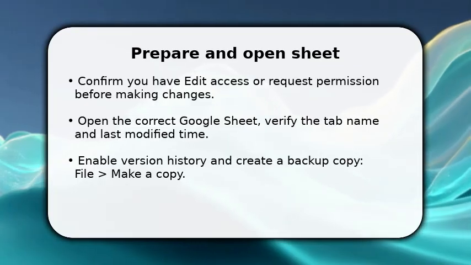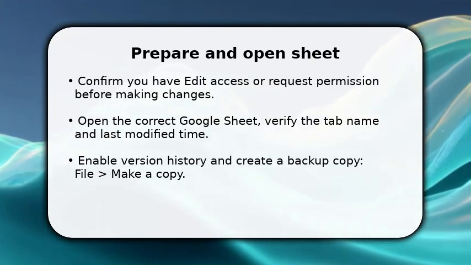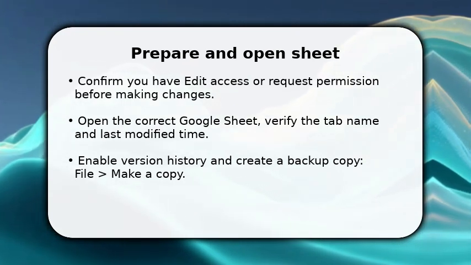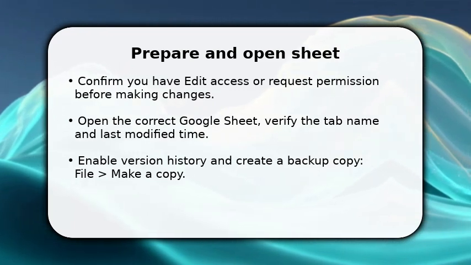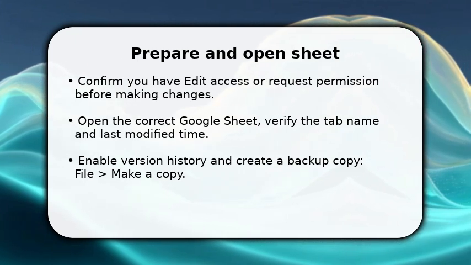You start by confirming edit access and opening the exact Google Sheet because editing the wrong file wastes time. Once open, check the tab and last modified time so you know you're in the right place. Next, make a backup copy and turn on version history. This protects you if something goes wrong.